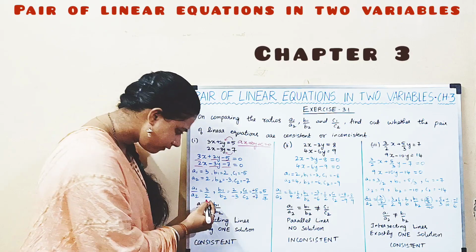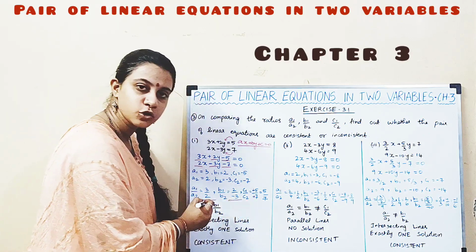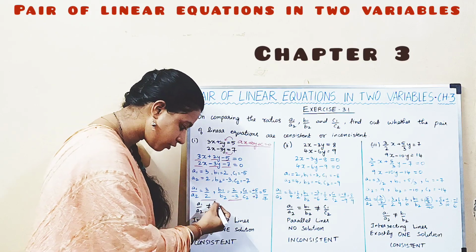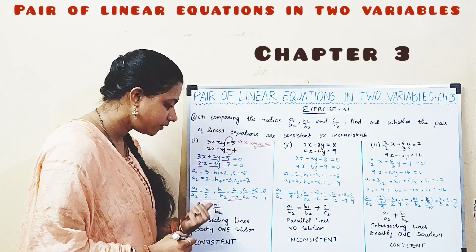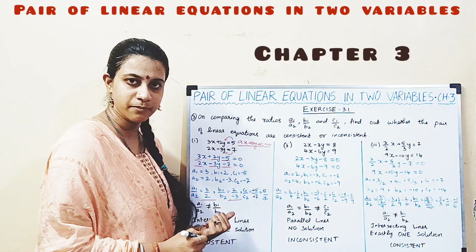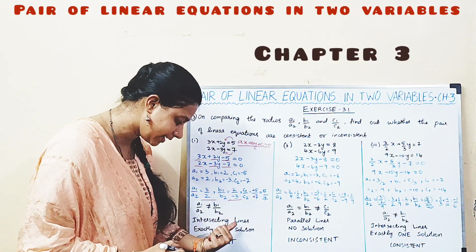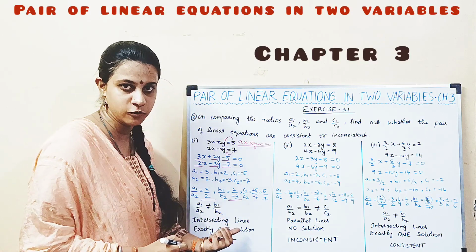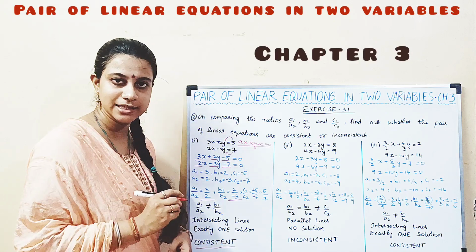Okay, so here we can clearly see that 3 by 2 is not equal to 2 by minus 3. So we can say that a1 by a2 is not equal to b1 by b2. Whenever these two are not equal, we need not move to the ratio c1 by c2. Okay, here itself we can conclude by saying that these are intersecting lines. It has exactly one solution. So this pair of linear equations are consistent.